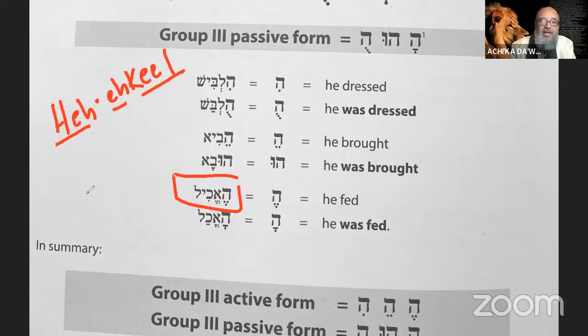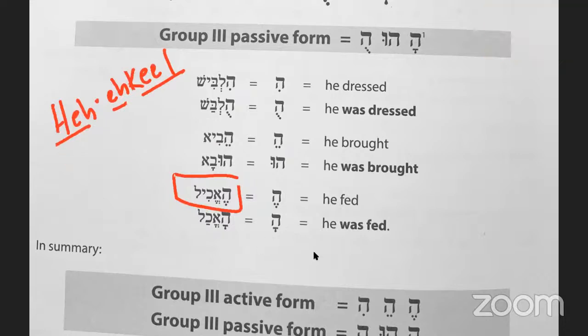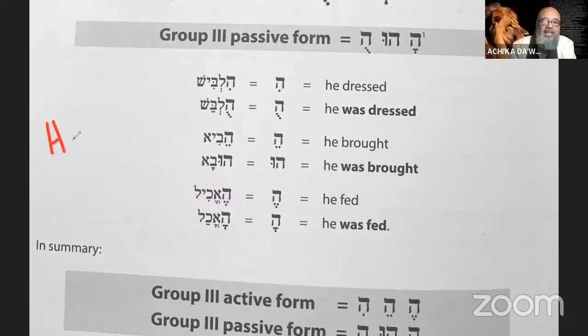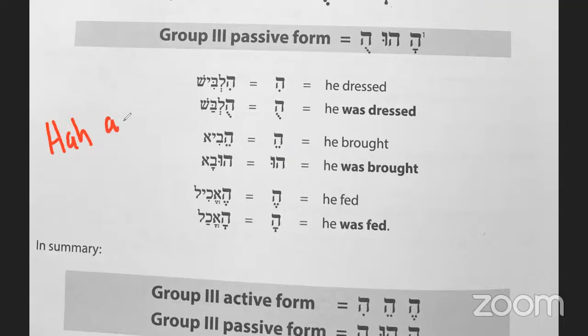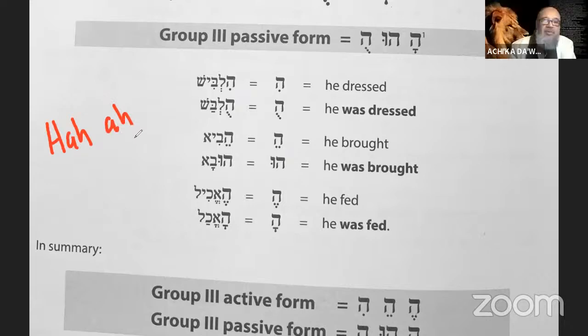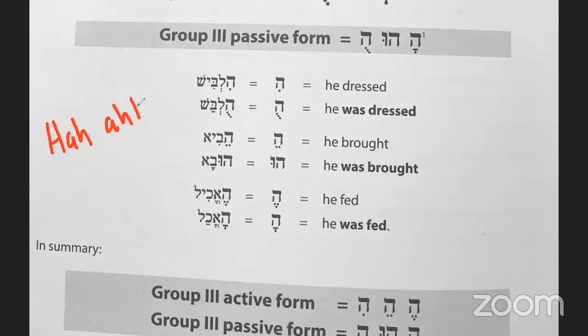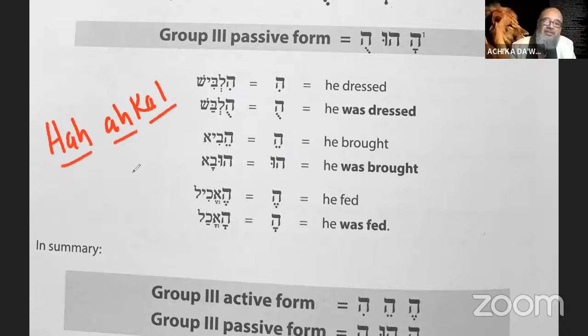Now let's do the one on the bottom. What is it? H-A. So let's do that. H-A, which is "ha," and then what? Ah, again. And then what? A call. Ha, a call. Okay. Ha, a call. You see? That's how you do it.